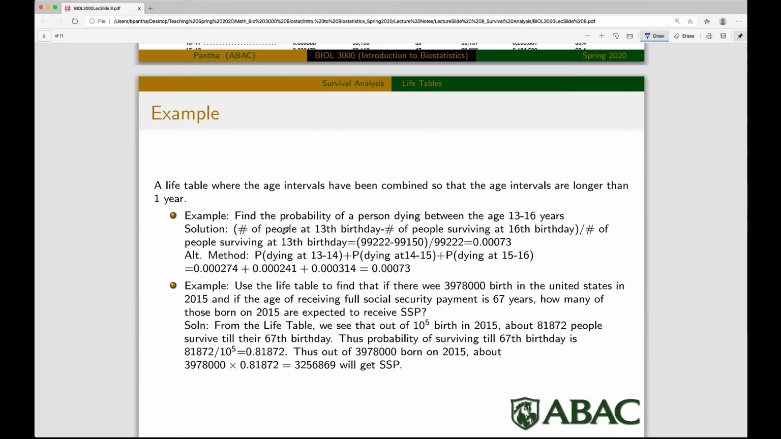Let's look at this example. Find the probability of a person dying between age 13 and 16 years who was born in 2015, right? So the solution is the number of people at the 13th birthday minus the number of people surviving at the 16th birthday. That is the total death between 13 and 16, divided by the number of people surviving at the 13th birthday.